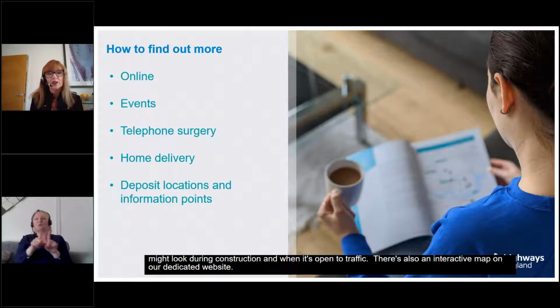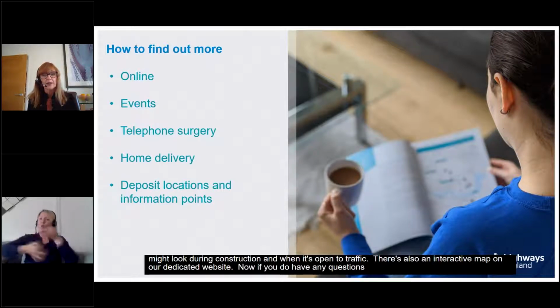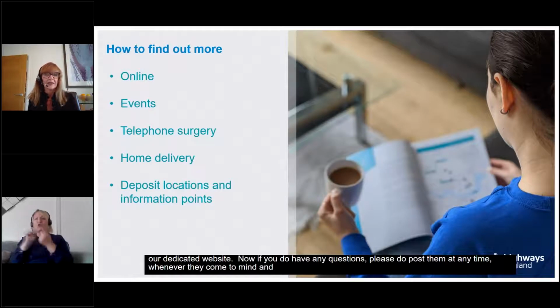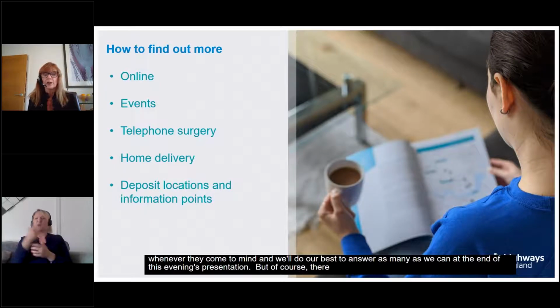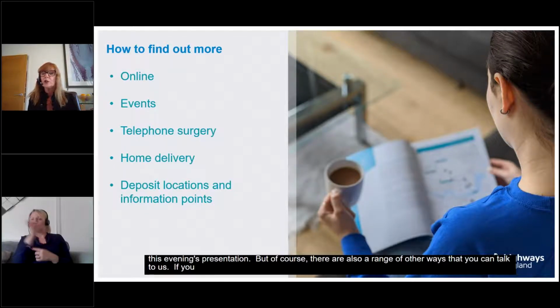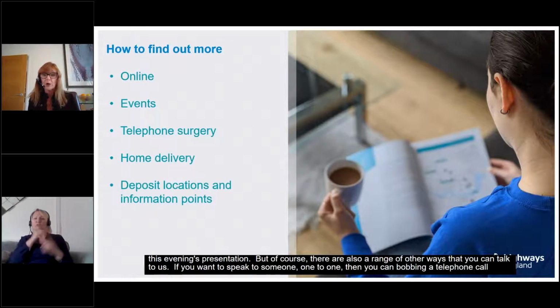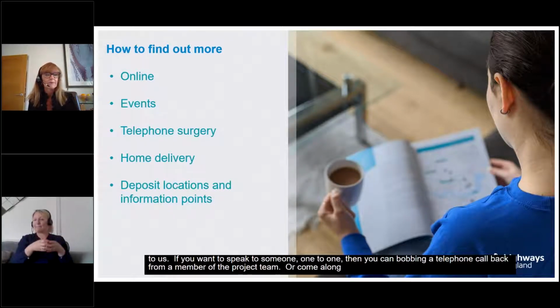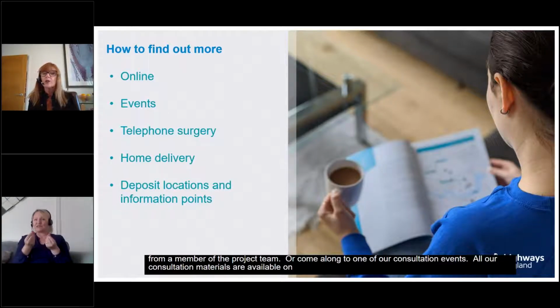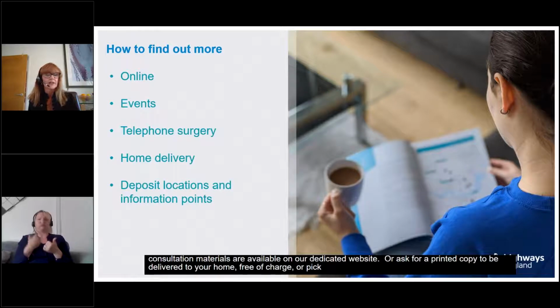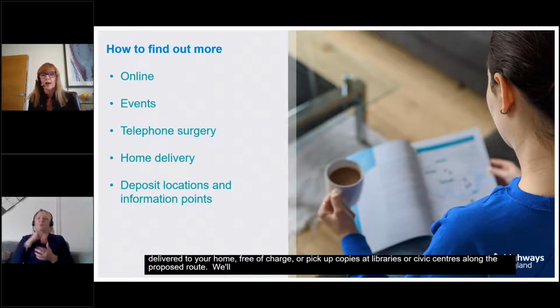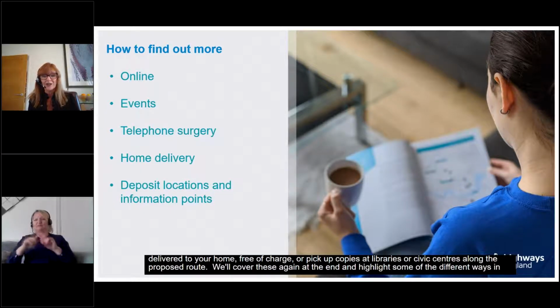Now, if you do have any questions, please do post them at any time whenever they come to mind, and we'll do our best to answer as many as we can at the end of this evening's presentation. But of course, there are also a range of other ways that you can talk to us. If you want to speak to someone one-to-one, then you can book a telephone call back from a member of the project team or come along to one of our consultation events. All our consultation materials are available on our dedicated website, or you can ask for a printed copy to be delivered to your home free of charge, or pick up copies at libraries or civic centres along the proposed route. We'll cover these again at the end and highlight some of the different ways in which you can make sure that you have your say in this consultation.